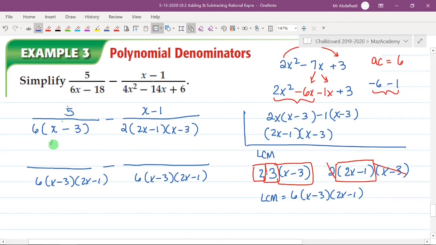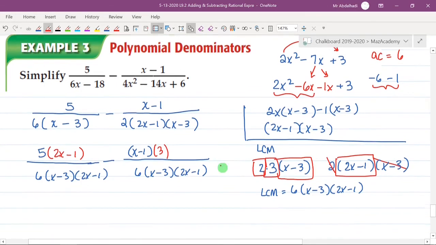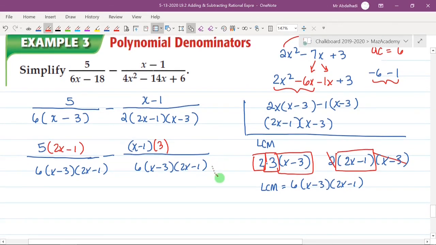So there's a 5 already up here, but I'm going to multiply it by 2x minus 1. Then you have your minus. Here, there's already an x minus 1, so put it in parentheses, because we're going to have to multiply it by stuff. How do I go from 2 to 6? I have to multiply by what? By 3. How do I go from x minus 3 to x minus 3? I don't have to. Or it's the same thing. And this is also the same thing. So really, I'm just multiplying by 3. I'm done. Okay. So we've got everything done.